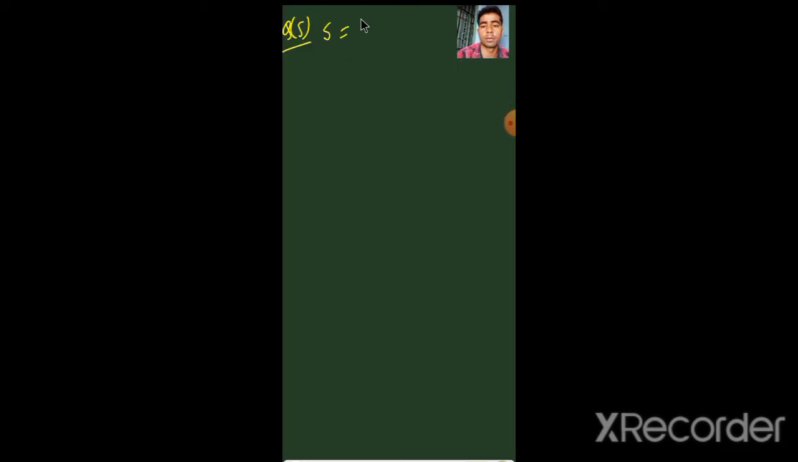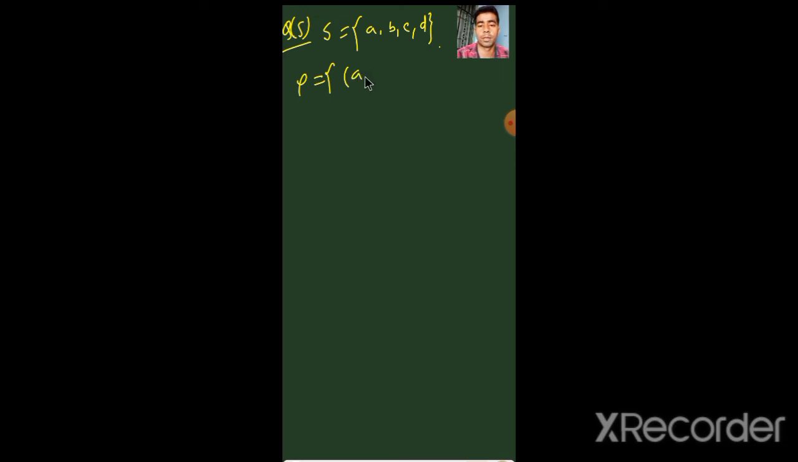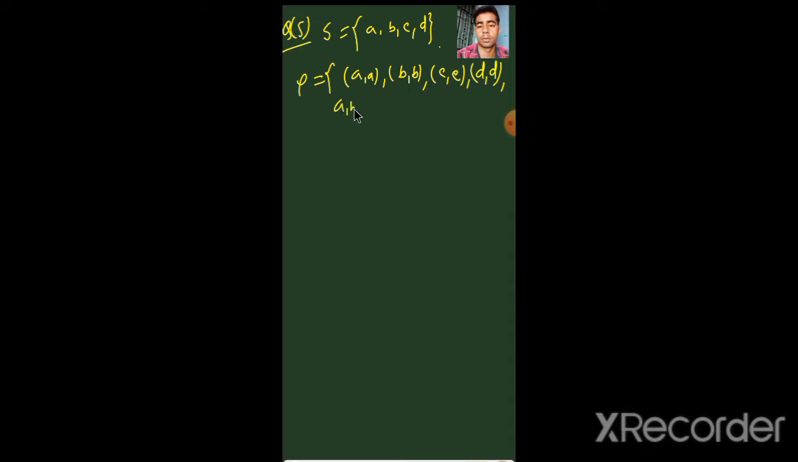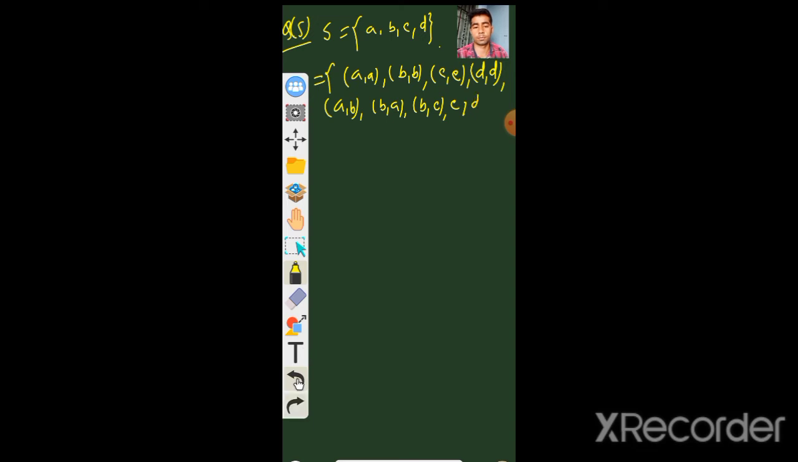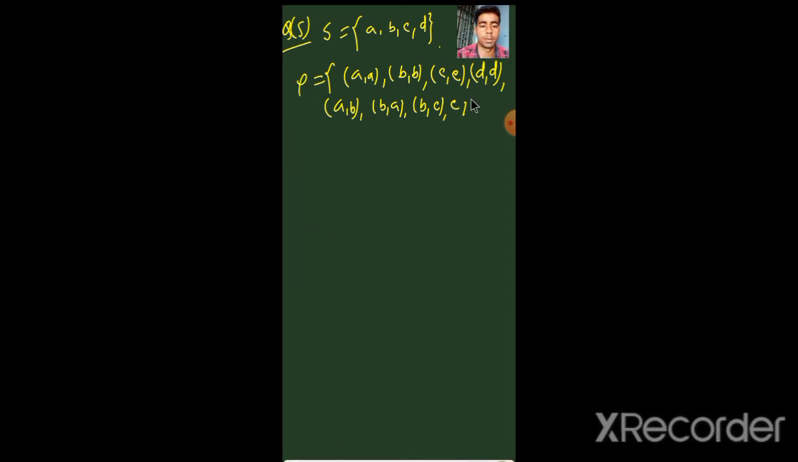A set S is given by 4 elements A, B, C, D and the relation rho on S is defined by (A,A), (B,B), (C,C), (D,D), (A,B), (B,A), (B,C), (C,B). These are the ordered pairs of the relation rho.